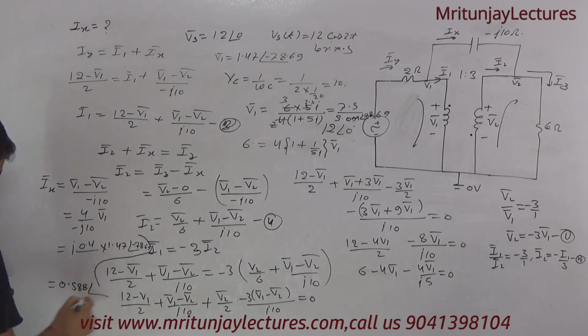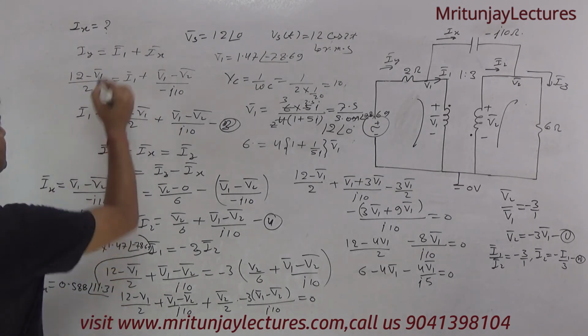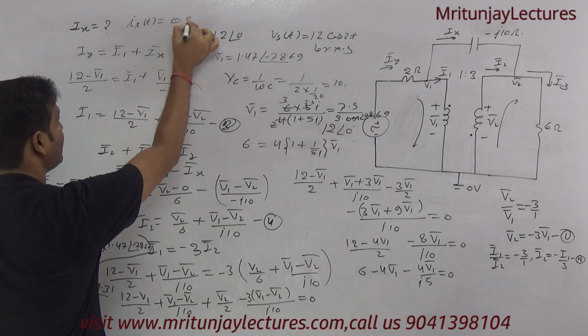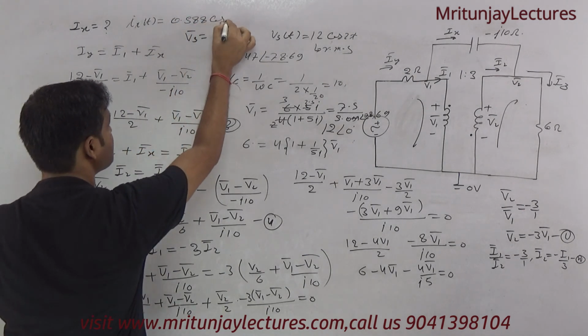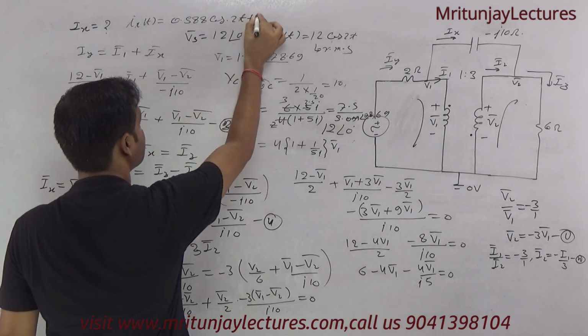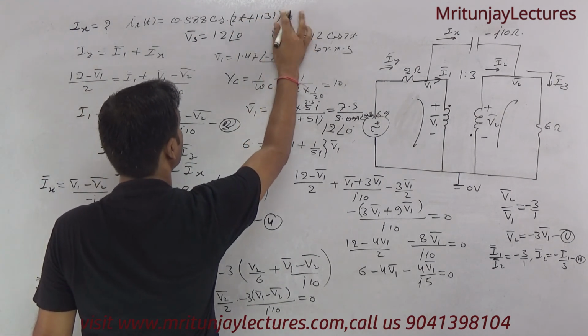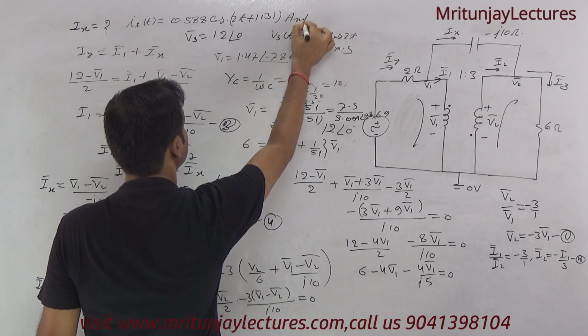0.588 at the angle 11.31, that is Ix. So in terms of Ix(t) it is written as 0.588 cos(2t plus 11.31) ampere. This is the final answer.